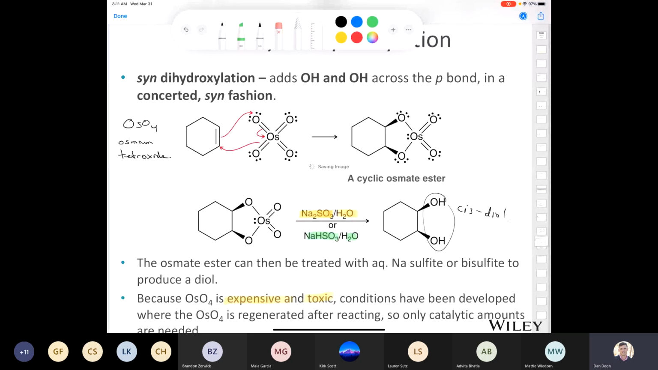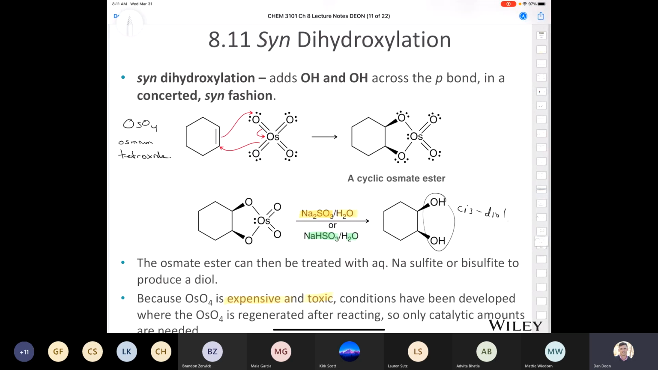So this is kind of where we left off last class, as we were talking about syn dihydroxylation. And really, all you need to know about syn dihydroxylation are the reagents that can effect a syn dihydroxylation, which are summarized on a slide after this. But you need to know that syn dihydroxylation results in the addition of the two hydroxyls on the same face of the molecule. I'm not going to ask you about a cyclic osmate ester or this mechanism that is shown here.